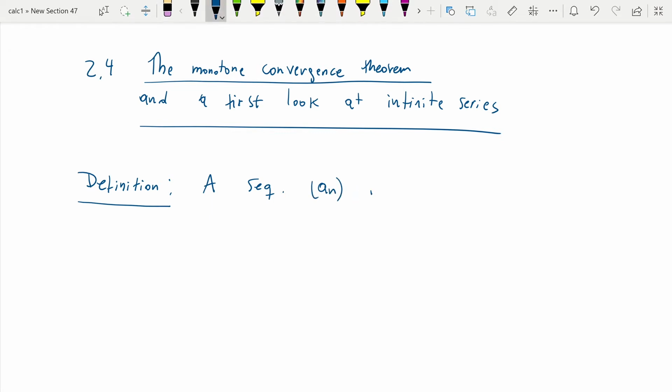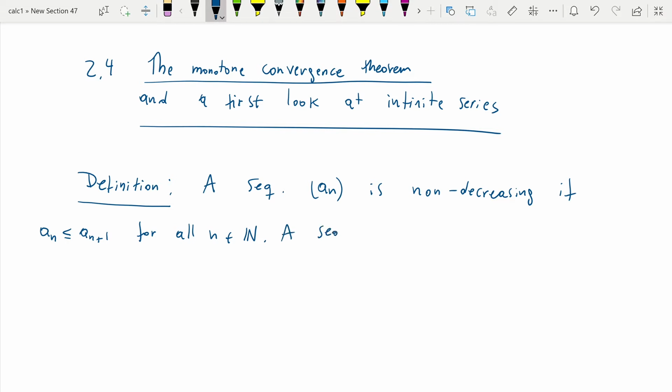I'm going to use a slightly different notation here from the book. I'm going to say a_n is non-decreasing if a_n is less than or equal to a_{n+1} for all n in N. So the idea is that non-decreasing means that the sequence never goes down. It may go up, it may not, but it never goes down.